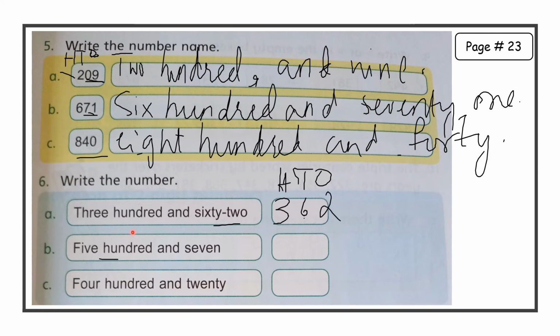507, 507, so we'll write 5 in 100 column and 7 in ones column. What will come in tens column? 0. 420, 420.